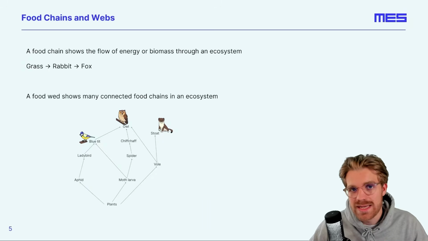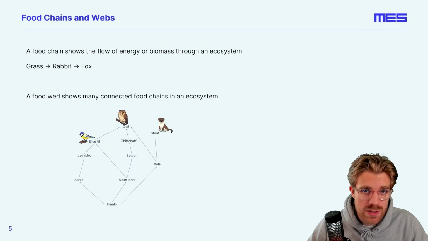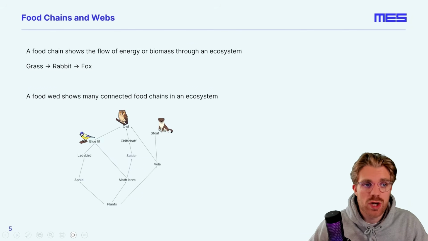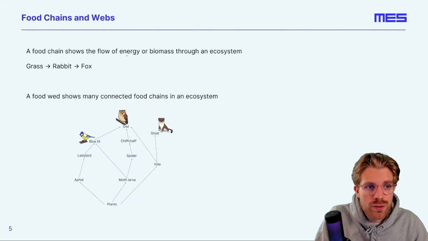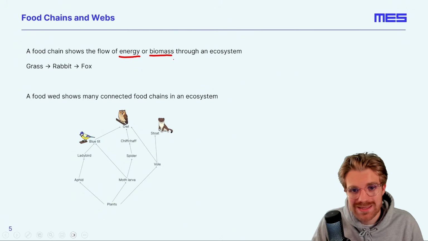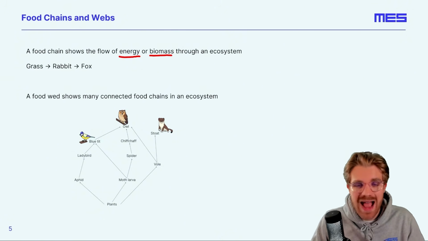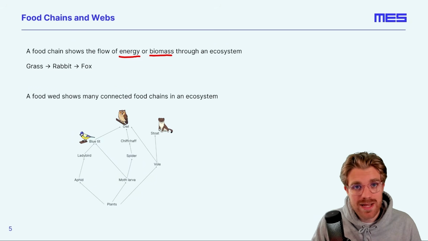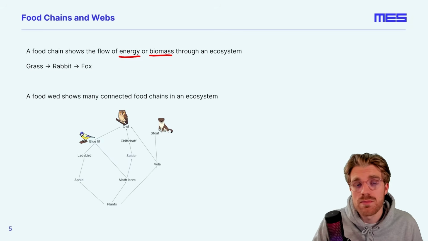So how do we represent the interactions within an ecosystem? We use food chains and food webs. So a food chain shows the flow of energy through an ecosystem. Sometimes it can be showing the flow of biomass as well. Primarily though, the arrows represent the flow of energy. So where does that energy come from initially? Well, the energy comes from the sun.